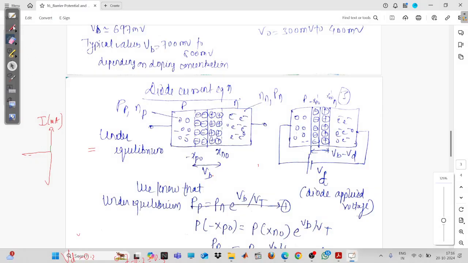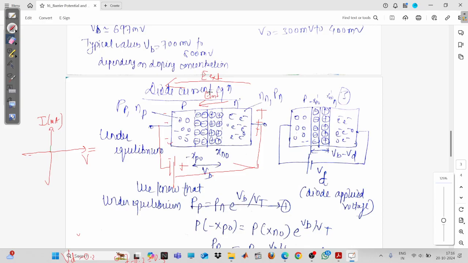So when you are applying a negative voltage, what is going to happen? This is negative and this one is positive. I think I will have to write here positive and negative. So what is going to happen? A negative electrical field is going to exist here. This one is positive. The external electrical field is from N to P, and this is the internal electrical field.